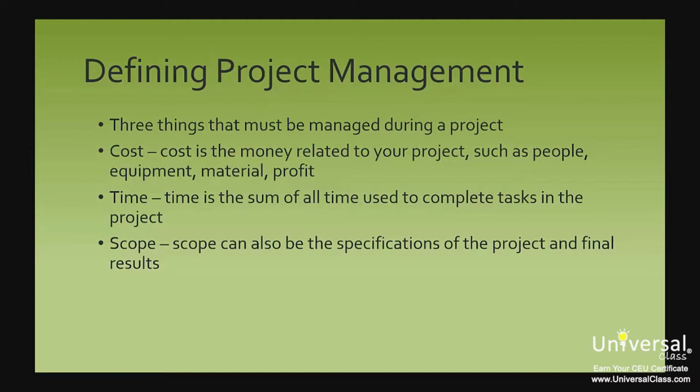The first is cost. Cost is everything and anything that has to do with money related to your project. It includes people, equipment, materials, and profit. If anything costs or makes your company money in relation to a project, then it is factored into the cost.